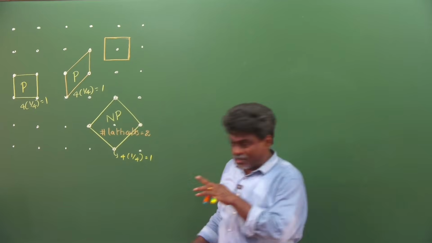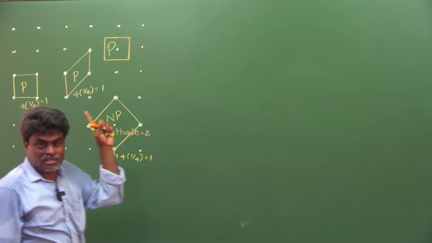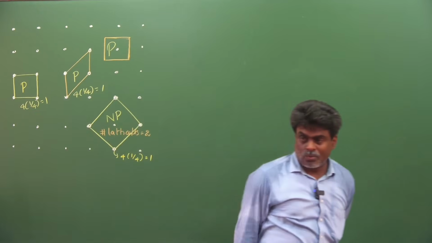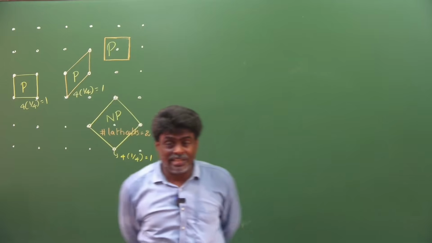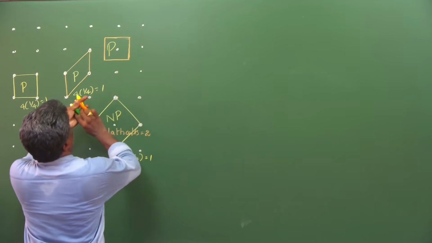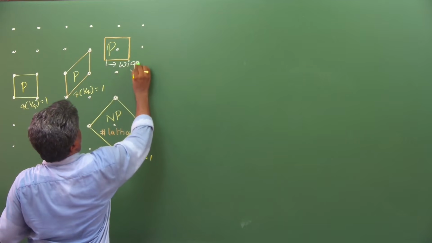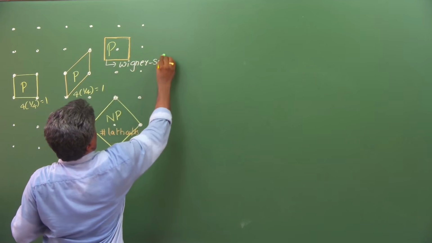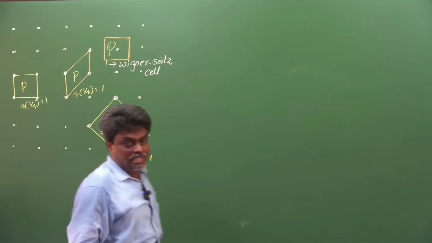Oh, only one lattice point. That is why you are saying it is primitive. Does anybody know the special name for that? One name is there for that. Wigner-Seitz cell. Listen, very important. All of you please listen. Wigner-Seitz cell. What is this Wigner-Seitz cell?